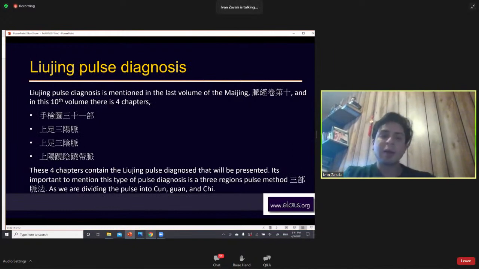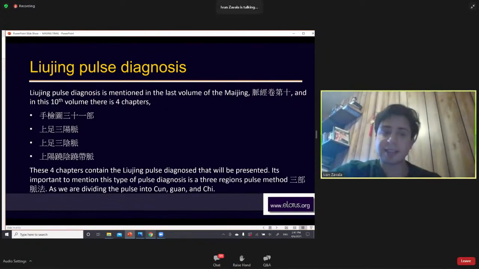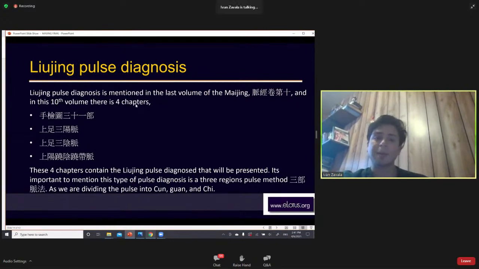Liujing post-diagnosis is mentioned. So this is the pulse method I want to showcase to you. The six-channel pulse diagnosis is mentioned in the last volume of the Maijing, right? So volume 10. In the old days, these were seen as scrolls, the Zhuan. And in that volume, there are basically 4 chapters, and these 4 chapters contain the Liujing pulse diagnosis that will be presented today.